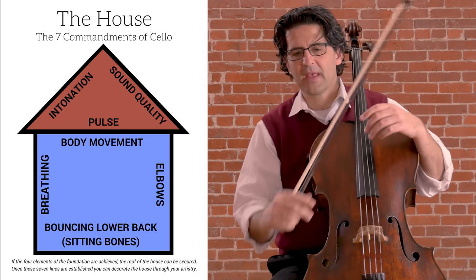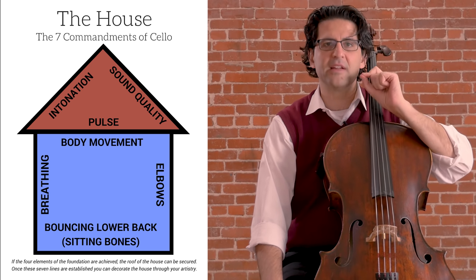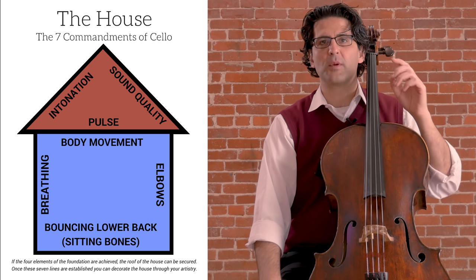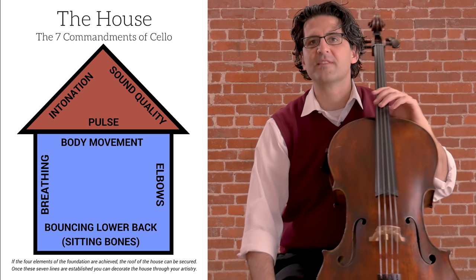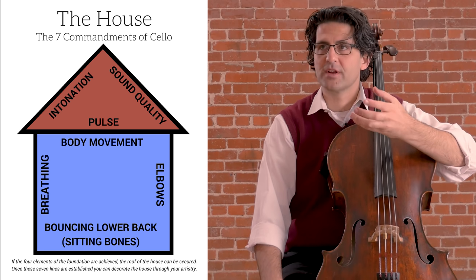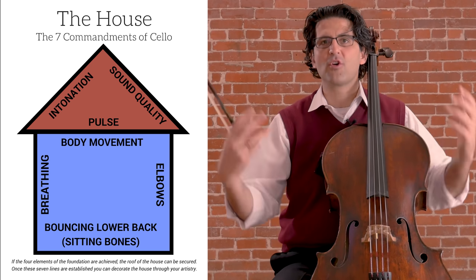Now, number four, and again, I have to say that those four fundamentals should be reached on every single note that we play on the cello. I strongly believe that if we play one note and one of the fundamentals is not there, that note will be squeaky, that note will be tight, we will not be able to really express our emotions with it. So, number four is elbows dropping down.